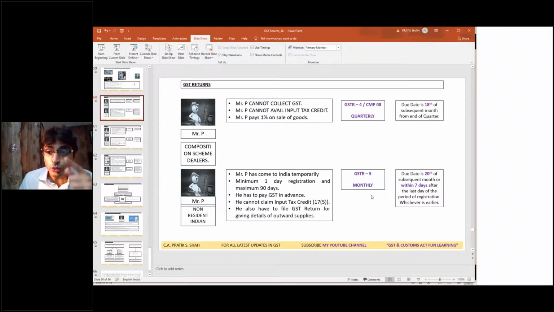Okay, now I want to teach you one composition scheme under GST. There are two kinds of composition scheme. Let us understand that. Okay, just 1 minute, I'm pausing it. Composition scheme.